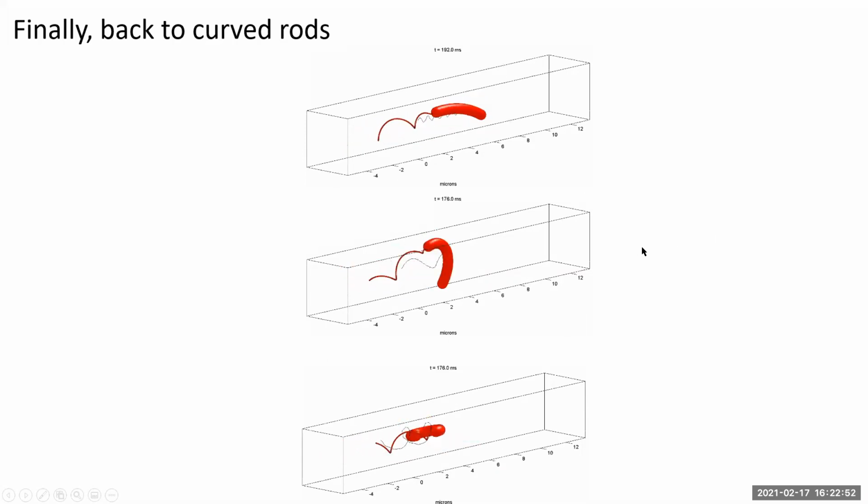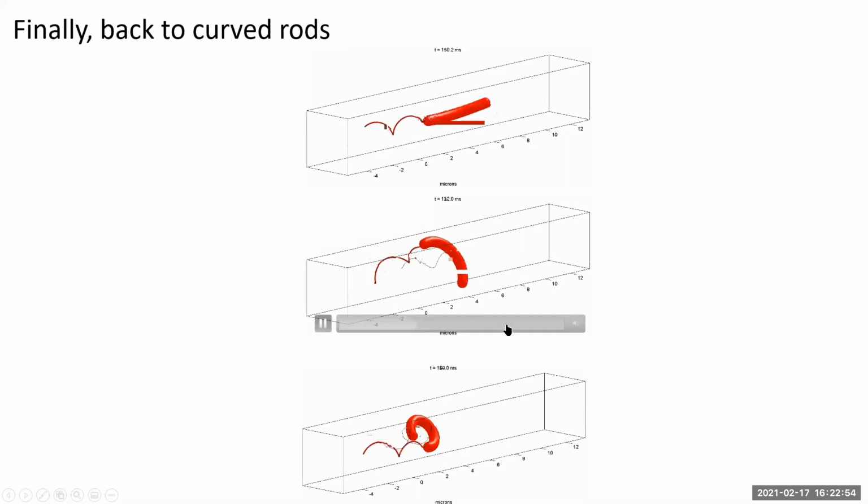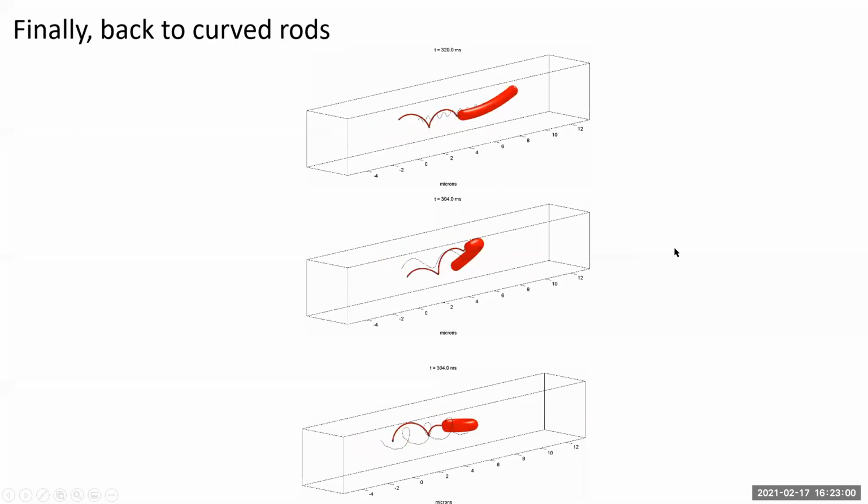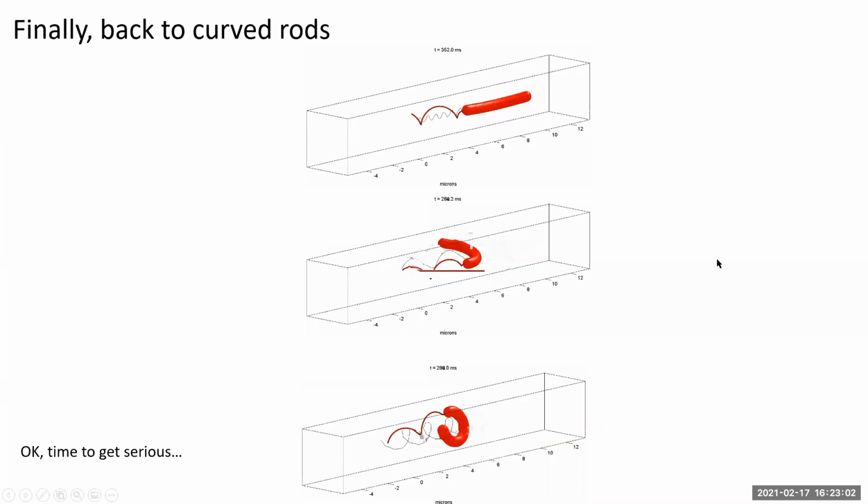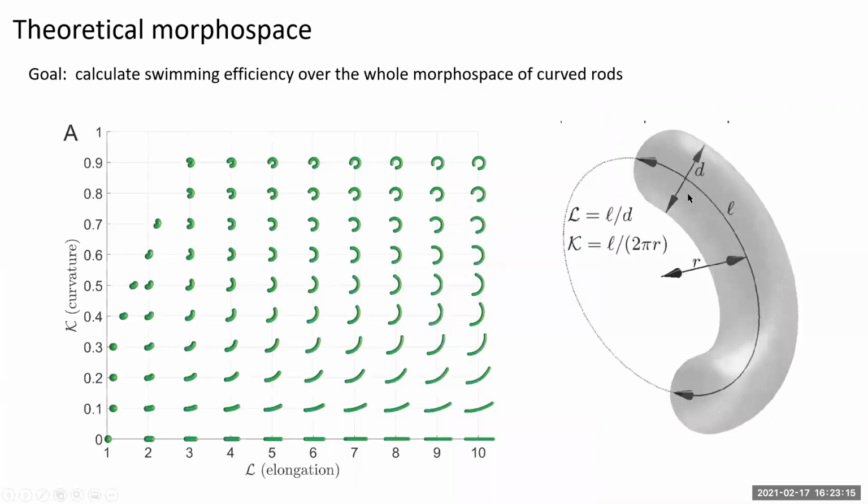So I basically wanted to do a lot of runs like this and try to figure out, can I find an optimal curved rod body shape that's the most efficient swimmer? I have to get serious now and look over a whole parameter space of different shapes to figure out if there's a most efficient one in there.